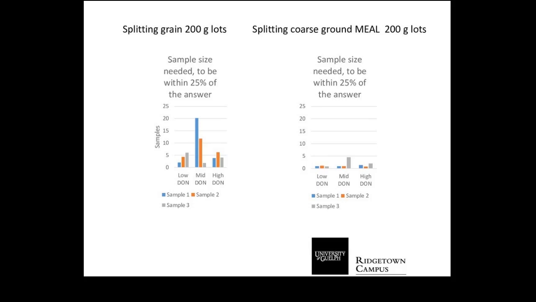And so it's very clear from these data that we have to try and grind as much of that 2 kilograms that's coming in as possible. In fact, we recommend that you grind the whole thing before you subsample and do your testing. And what we're finding is that this is the most important source of variation in the whole process. It's how much grain you grind before you run the test.